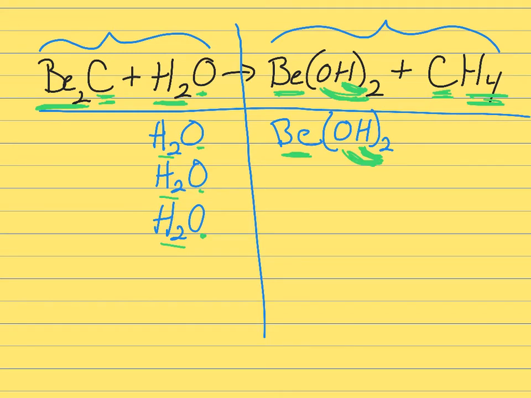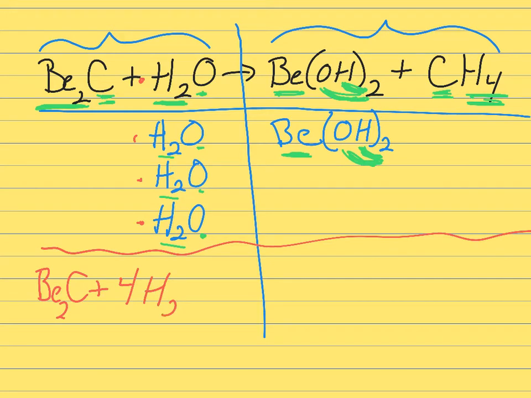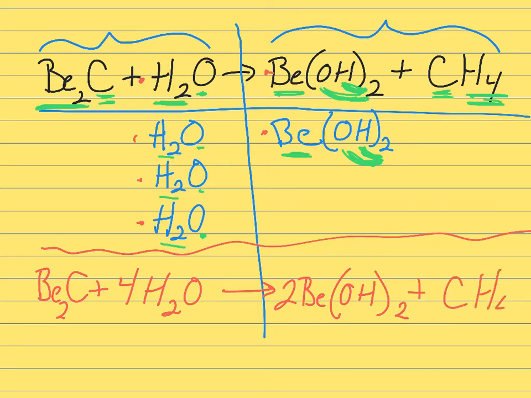I'm balanced. Once we've balanced it, now it's just a matter of writing the balanced equation. So I have 1 Be2C. I don't need to write the 1. I have 1, 2, 3, don't forget the one we started with, 4 of the water molecules producing 2 of the BeOH2 and just the 1 of the CH4.